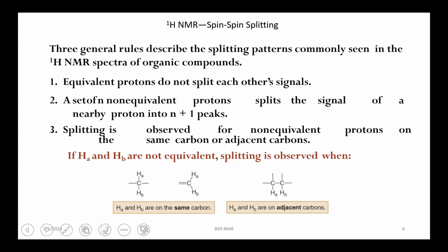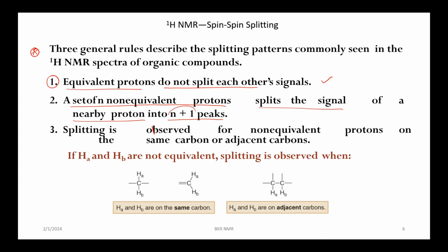Now, there are general rules for splitting. Keep in mind, they are very important. The first rule is that equivalent protons do not split each other. So if they are chemically equivalent, they will not split each other. Then, if I have a set of n non-equivalent protons beside me, so I have n adjacent protons, the signal will be split into n plus 1 peaks. So a set of n non-equivalent protons splits the signal of a nearby proton into n plus 1 peaks.